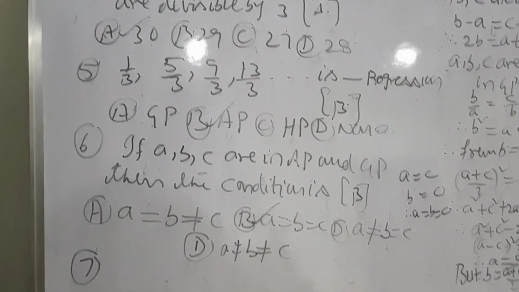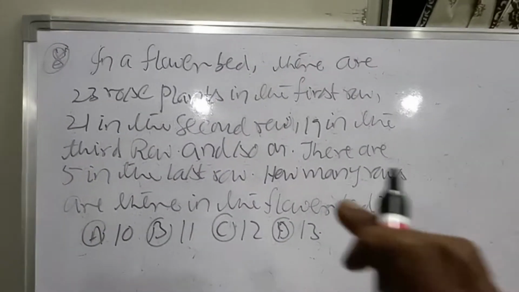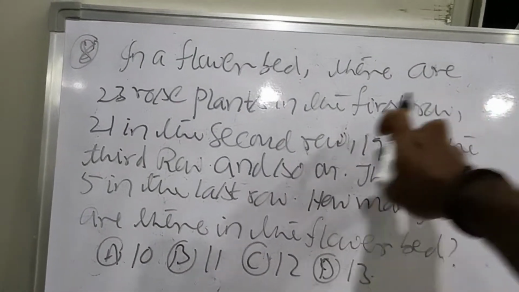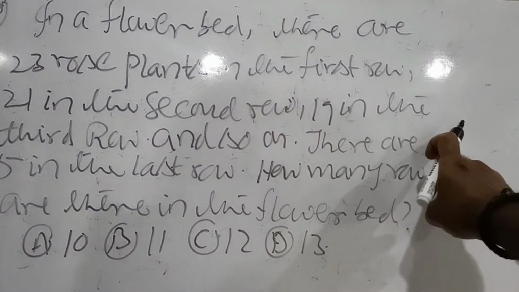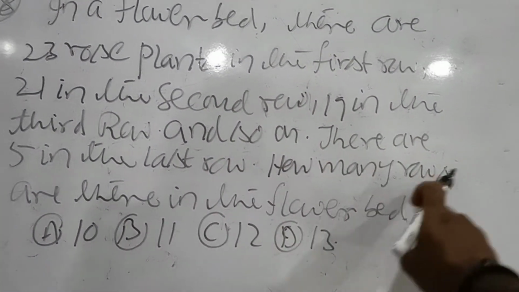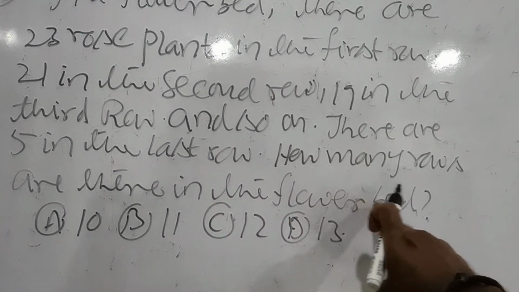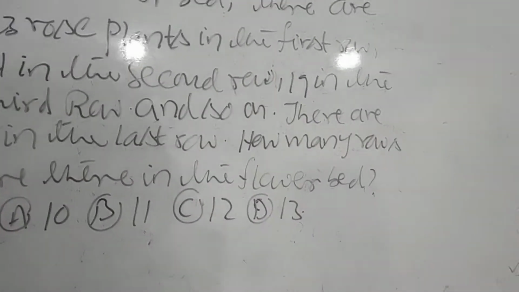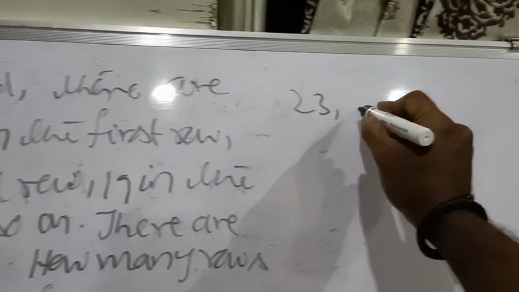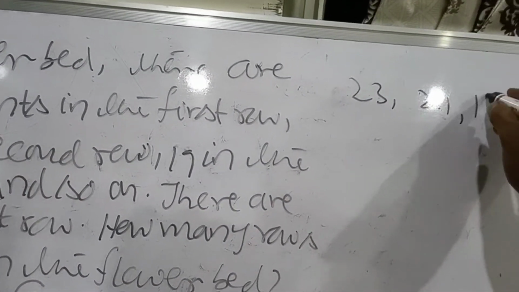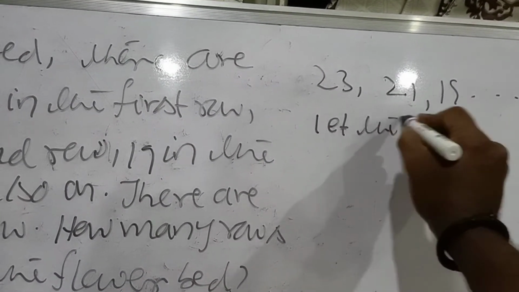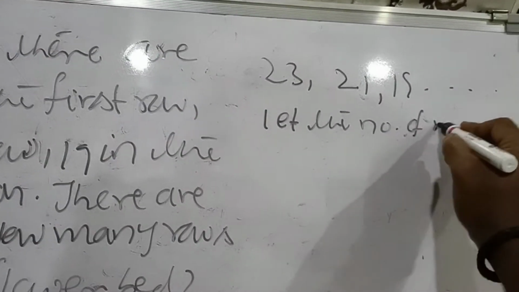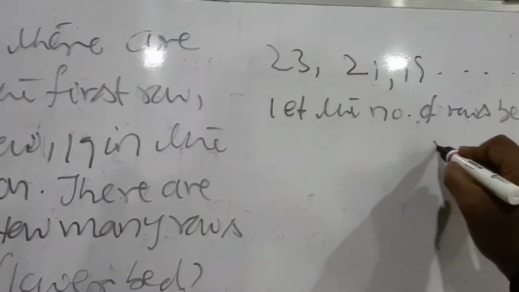In a flower bed, there are 23 rose plants in the first row, 21 in the second row, 19 in the third row and so on. There are 5 in the last row. How many rows are there in the flower bed? So here, 23 rose plants are in the first row, 21 in the second row, 19 in the third row, and 5 in the last row. Let the number of rows be x or n.